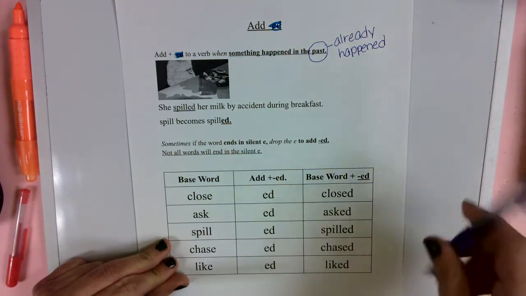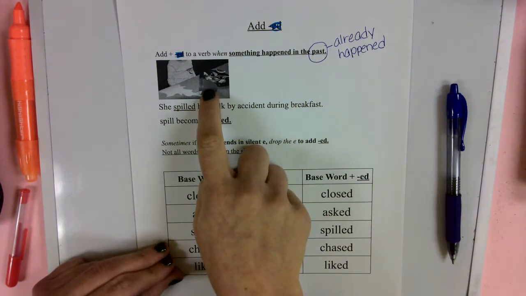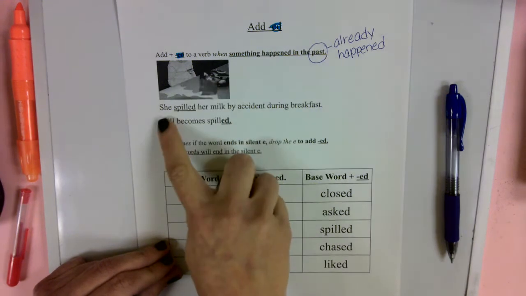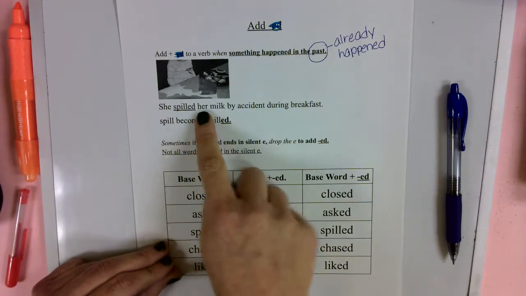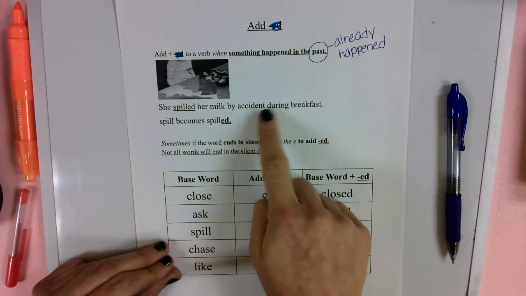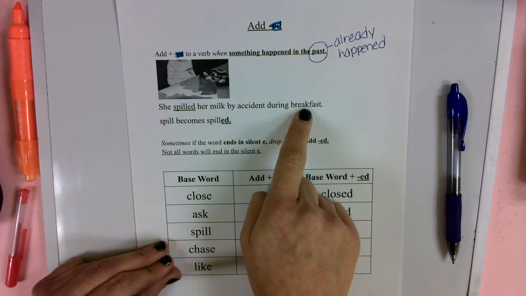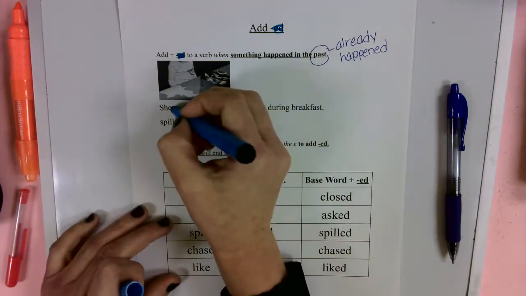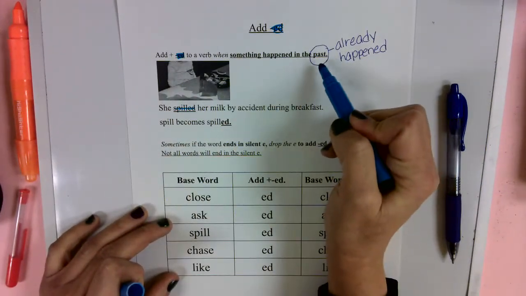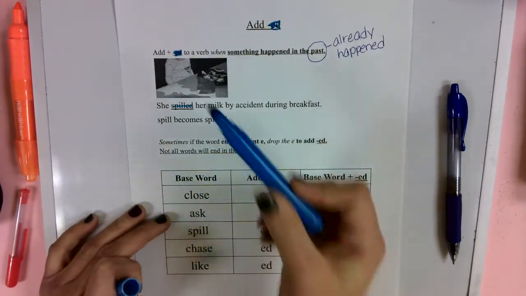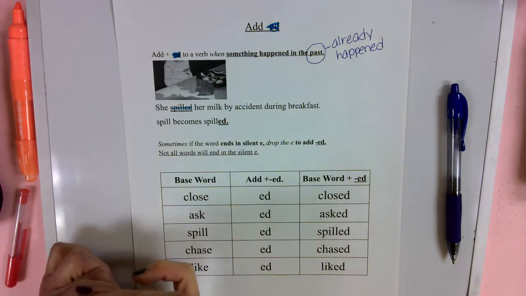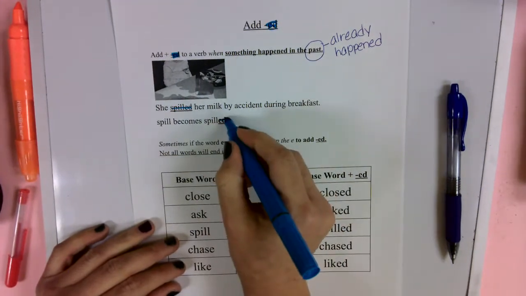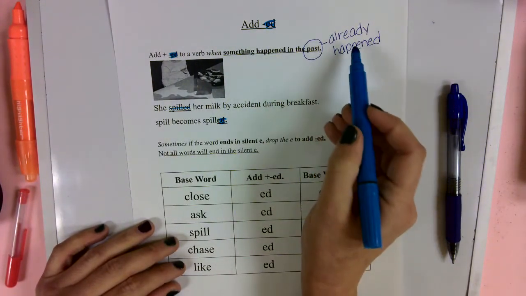Okay, so let's look at this picture. It's a cup, there's milk, and some breakfast foods. So it says, she spilled her milk by accident during breakfast. Now it already spilled, so that's why you have to put that ed ending, because remember, it already happened. It was in the past, even if it was a couple minutes ago. So spill becomes spilled. Why? Because it happened in the past.